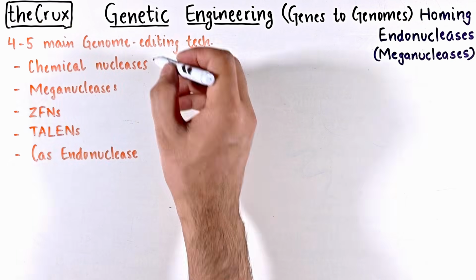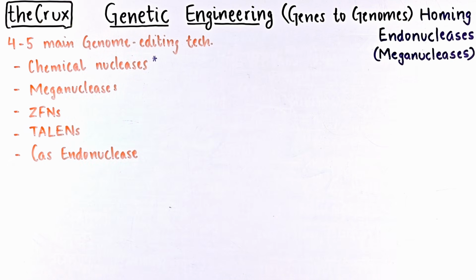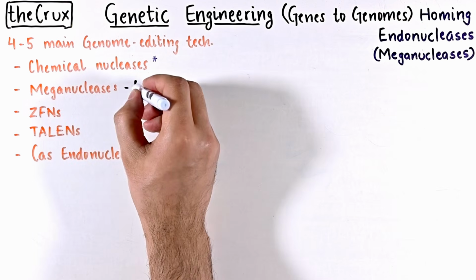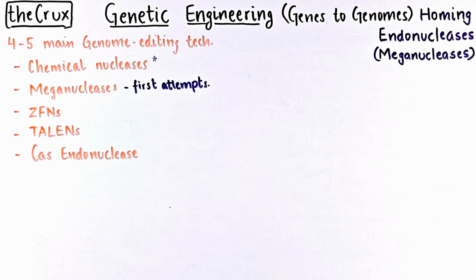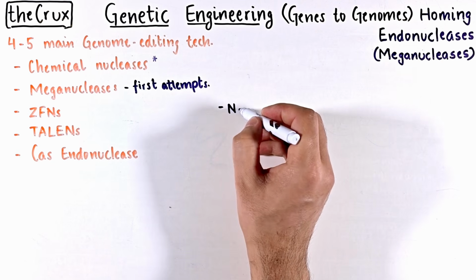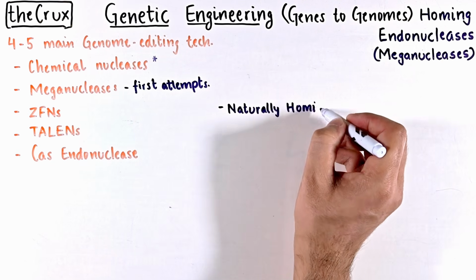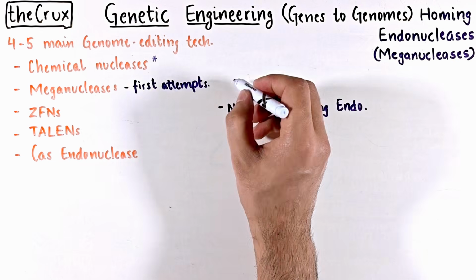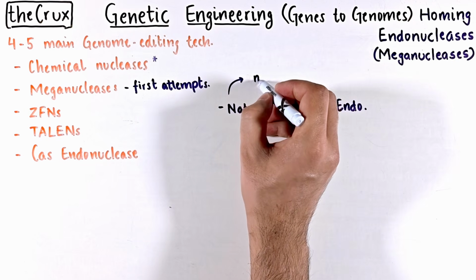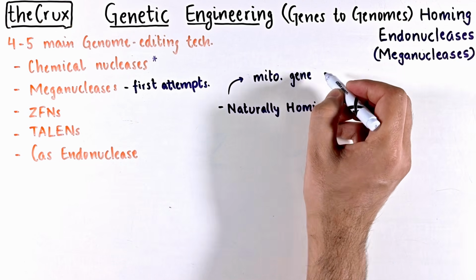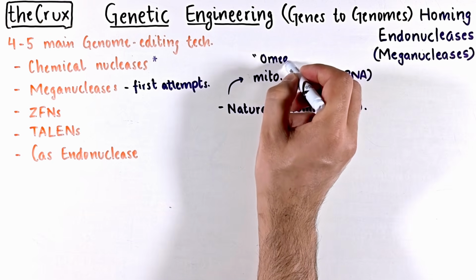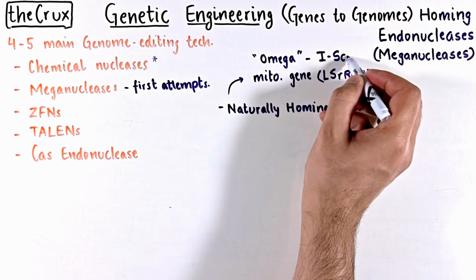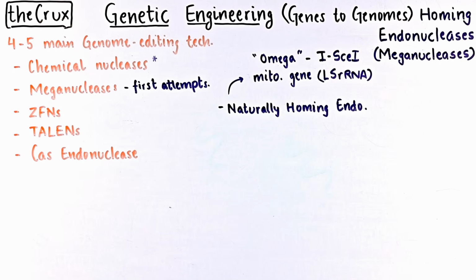Chemical nucleases are probably less relevant to this list, but meganucleases are important because they were used in some of the first genome editing attempts back in the early 90s. These attempts used naturally occurring homing endonucleases. The first such endonuclease was found in the light strand ribosomal RNA gene in the mitochondria of yeast, which at that time was called omega, but now we know it as I-SceI.